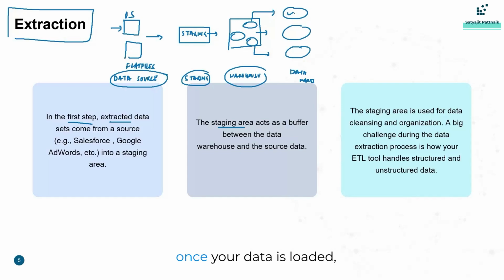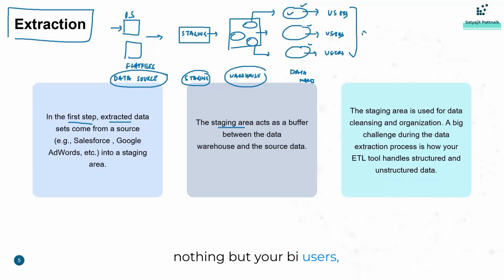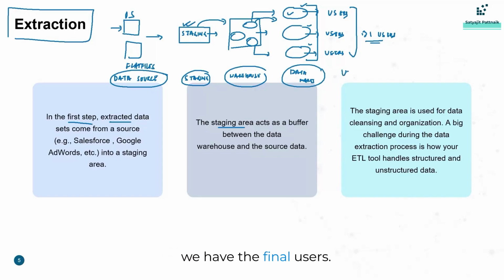And then finally, once your data is loaded, your users basically start using this data. Imagine your users are your BI users who are working on dashboards. So you are getting access to the final data from this layer. So you are extracting the data, you are putting it into a staging environment. From there, you are putting it into a data warehouse, you are doing some transformations, and then you are putting it into a data mart, and then finally we have the final users.